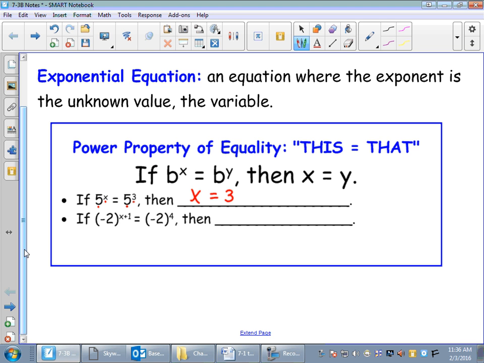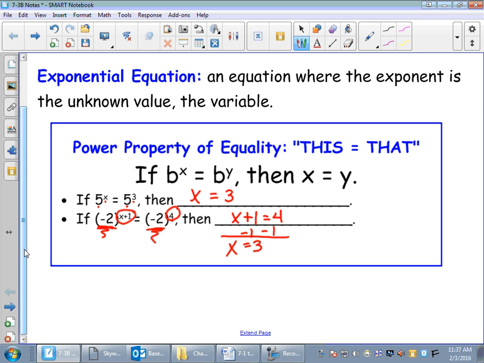Okay, in the second example here, I have bases are equal. I have -2 to some power is equal to -2 to the fourth power. So if this equals this, then that equals that. So we have a little equation here. X plus 1 equals 4. If you subtract 1 from both sides, x must equal 3.